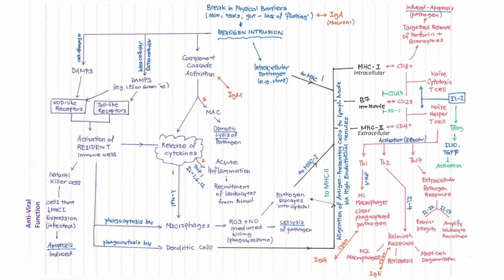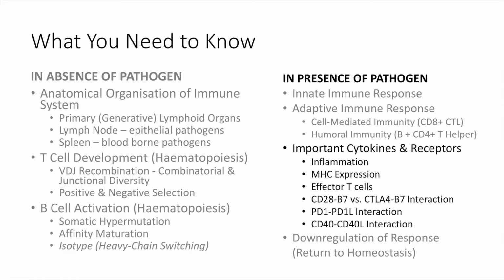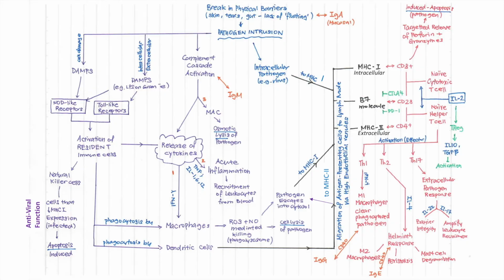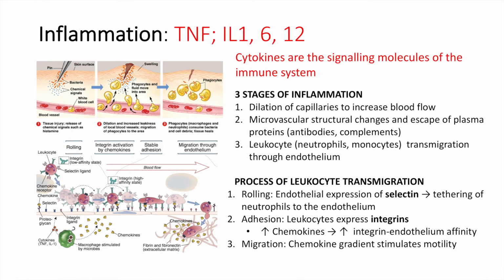Now let us discuss acute inflammation first. So acute inflammation in detail, as I said earlier, is mediated by these cytokines over here, which are the signaling molecules of the immune system. There are three stages of inflammation and three processes that allow leukocytes to transmigrate from the blood into the site of infection. And this you should be familiar with.